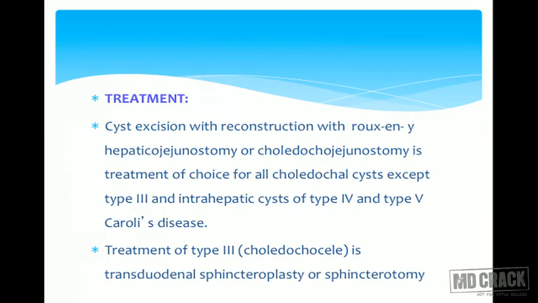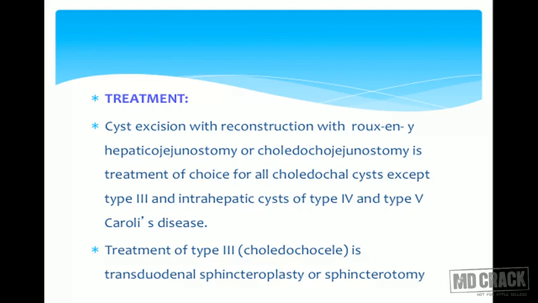How do you treat this condition? The cysts are excised with reconstruction. Roux-en-Y hepaticojejunostomy or choledochojejunostomy is the treatment of choice for all choledochal cysts except type 3 and intrahepatic cysts of type 4 and type 5, Caroli's disease. So you excise the cyst. You do not do cyst enteric anastomosis. The cysts are excised and enteric anastomosis is done below the normal biliary tree in these cases.